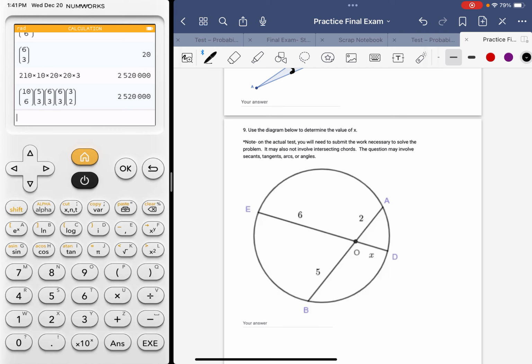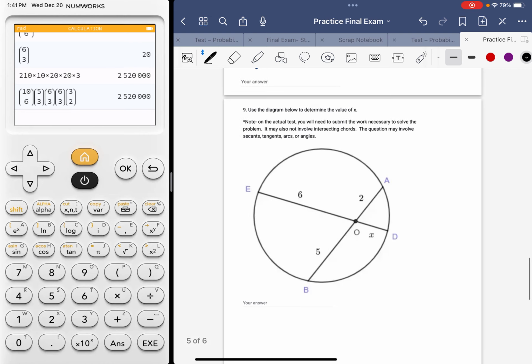So we're going to close off on number 9 here. It's just asking us to find the value of x. So we're going to do x times 6 is equal to 2 times 5. 6x is equal to 10. And then just divide it out, so you get a fraction here. x is equal to 10 over 6, or 5 over 3.